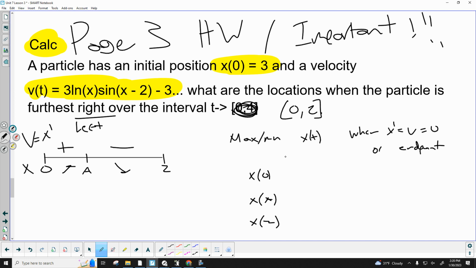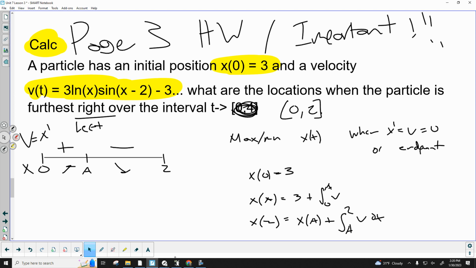x of 0 is already given to you, it's 3. You know x of a is going to be 3 plus the integral from 0 to a. You know x of 2 has got to be x of a plus your integral from a to 2. Now, this is stuff that you guys probably don't like to write down or it makes no sense to you. But let's just get our answers here, and then hopefully you'll see it down here. Ready, set, let's go.